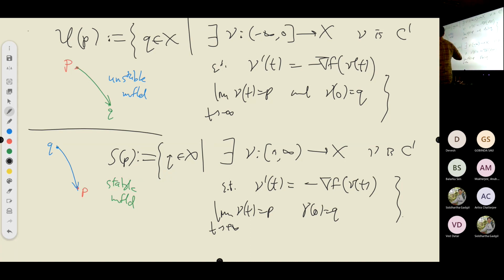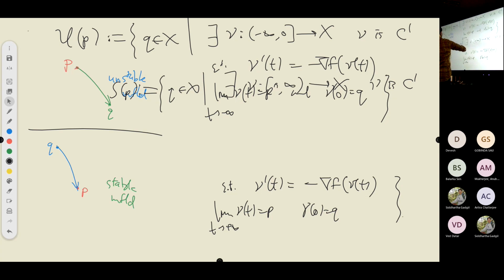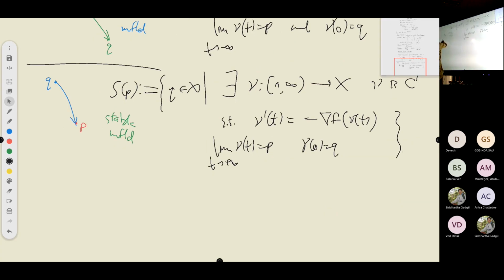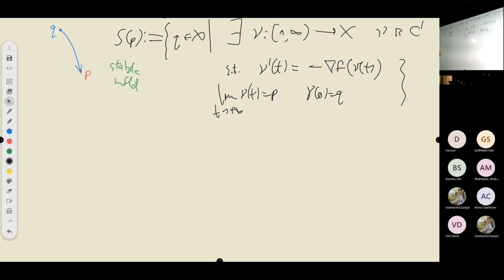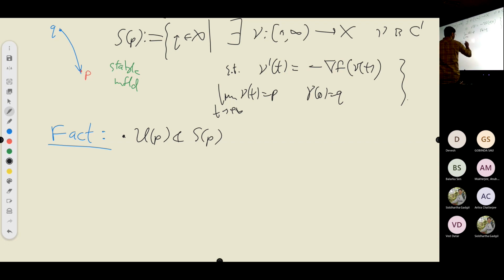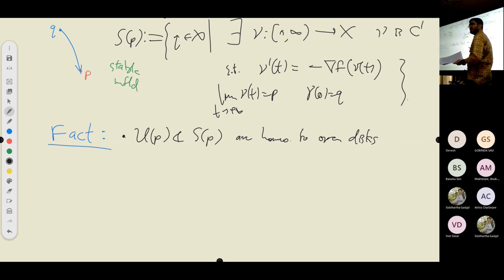Okay, so I've been calling them k-cells, but let me back that up with a claim which I'll not prove. So I'll call it a fact. These are always homeomorphic to open disks. Well, by always, I mean in a generic situation, so when your Morse function is generic enough and your metric is generic enough. Whenever I make a claim, it's to be assumed that I've made a generic choice of metric and function.